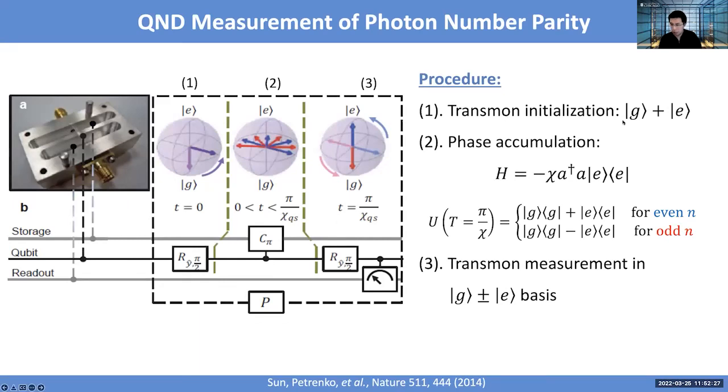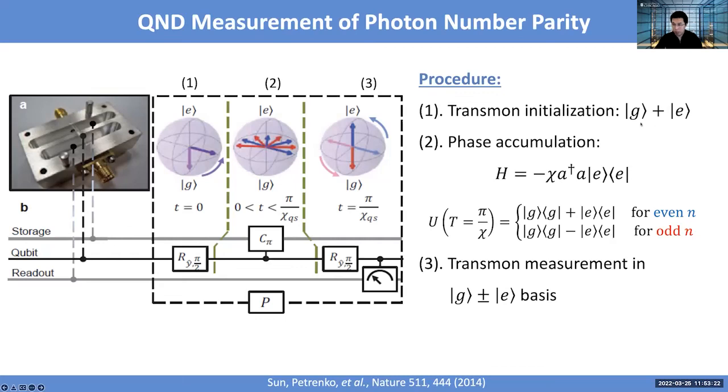So you prepare the transmon in a symmetric superposition of ground and excited states, and you let the transmon dispersively couple to the cavity. So just remember that depending on the number of photons, the transmon will have different phase accumulation. And if you let the system evolve under this Hamiltonian for time pi over chi, then basically every photon will imprint an extra pi phase associated with the excited state of the transmon. So if you have an even number of photons, then there will be an integer multiple of 2 pi phase for the excited state transmon, which effectively implements the identity operation for the transmon. And when you have an odd number of photons, then there will be an odd integer multiple of pi phase on the transmon, which effectively implements a Pauli Z operation. So depending on the photon number parity, the transmon will go through identity or Pauli Z operation.